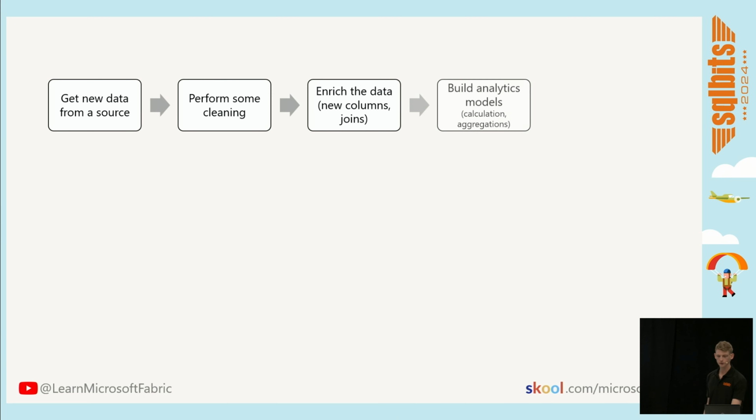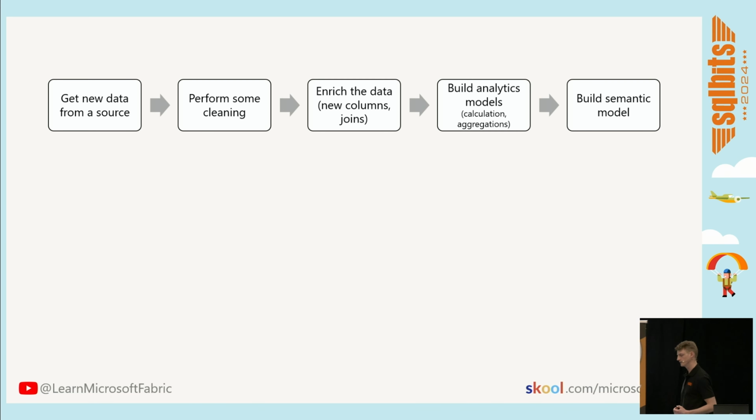So what I'm going to do is just describe a bit of a common pipeline here. It's kind of technology agnostic at this stage, but we're just going to get some data on the left-hand side, perform some cleaning, enrich the data a bit. Could be building new columns, joining it with other data sets perhaps, building some analytical modeling, aggregations. And on the right-hand side, we're going to build a semantic model. I think this is a standard way of looking at analytics. Obviously, some people do things slightly differently, but let's just start with that.